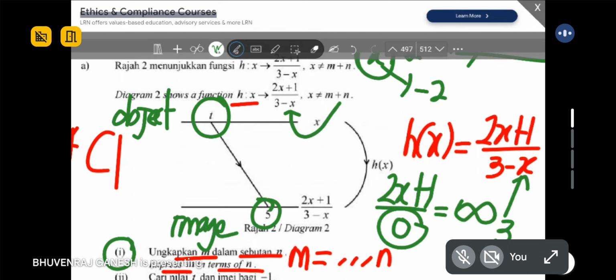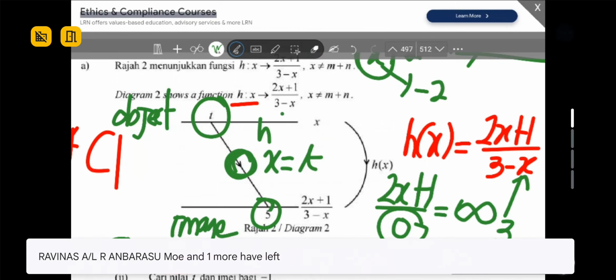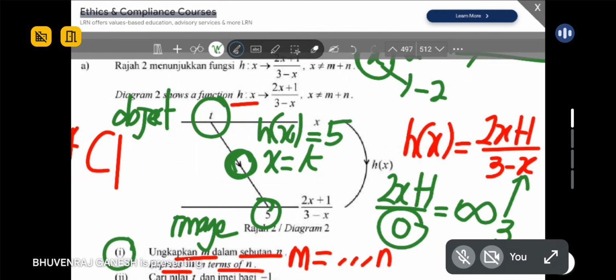Always, object goes to image. Okay, object akan pergi kepada image. That's why you see the arrow is like this. Object to image. So that means x is equal to t and then your h(x) equals 5. So this is your two information. Understand?